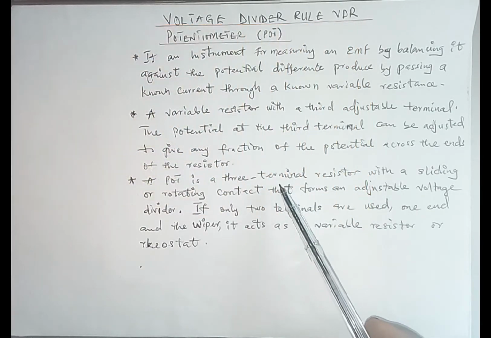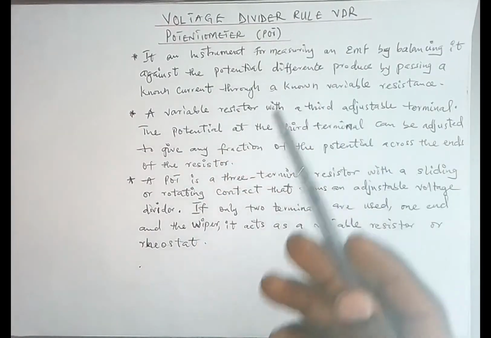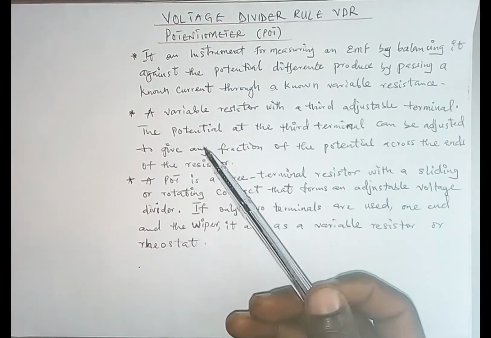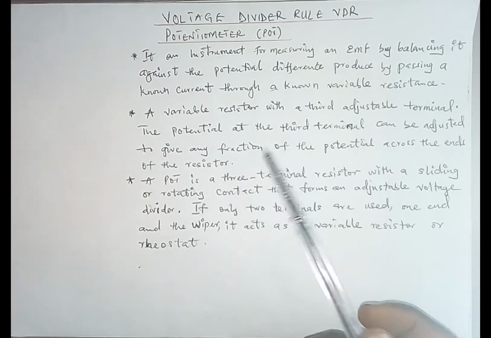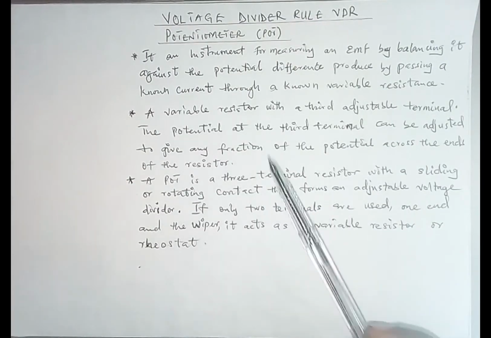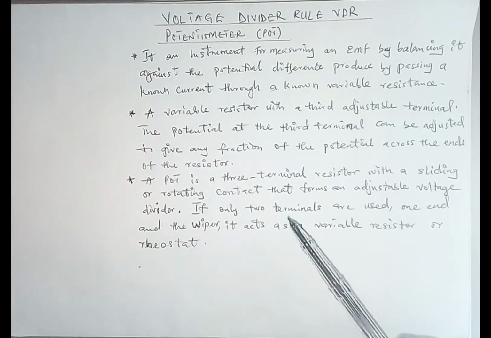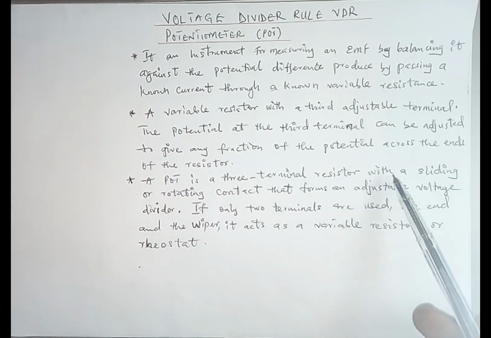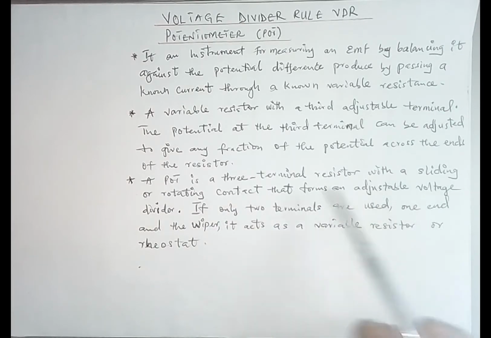So now what are we saying? Let's quickly break it down. There's no way we are going to be talking about a VDR without talking about the pot, because the pot gives us the perfect example of what we are looking at. Because the VDR can be exhibited by using a pot, which is the potentiometer, we are going to look at it in two different ways. They say the pot is a three-terminal resistor with a sliding or rotating contact that forms an adjustable voltage divider.